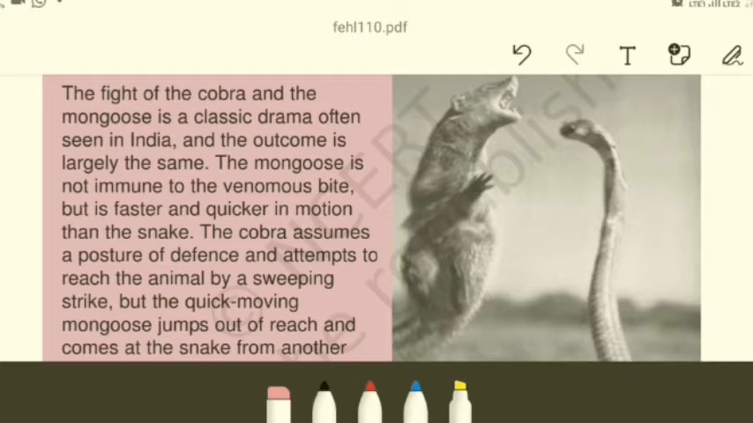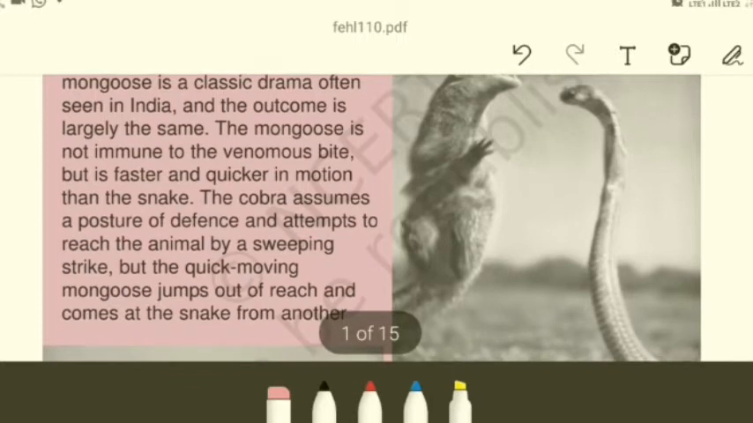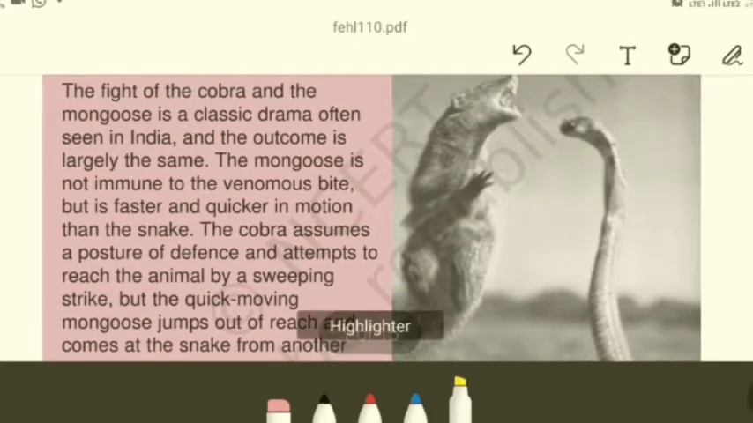See, the fight of the cobra and the mongoose is a classic drama often seen in India, and the outcome is largely the same. The mongoose is not immune to the venomous bite. It's not like the mongoose is immune. It is not that he is unlikely to die if he is bitten by the snake. He also will die. Clear? He is not immune to snake bites. But how does it dodge it?